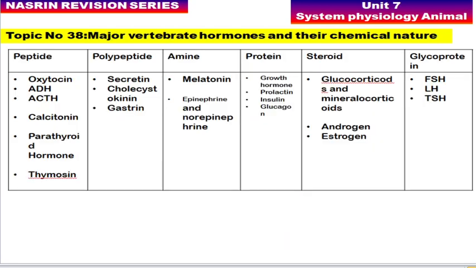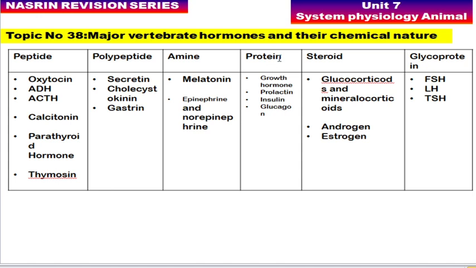Okay, so the peptide class of hormones includes oxytocin, ADH, ACTH, calcitonin, parathyroid hormone, and thymosin. Thymosin is a hormone produced by the thymus gland. Next, the polypeptide class of hormones includes secretin, CCK, and gastrin. Next, the amine group of hormones includes melatonin, epinephrine, and norepinephrine.